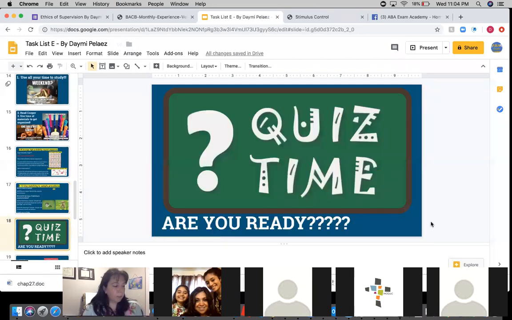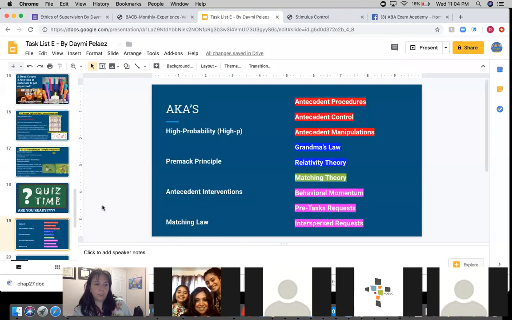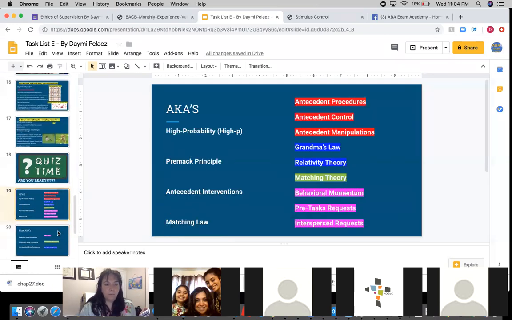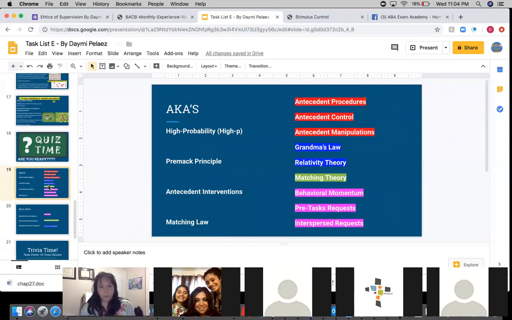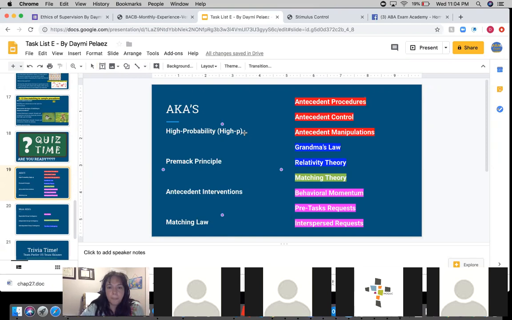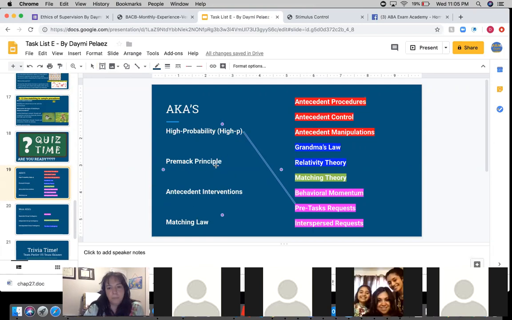All right, so let's do a quick quiz. We'll see if you guys know your AKAs. For high probability, behavior momentum. Pre-task request and interspersed request. Right, the three. So it's those three in the bottom, the pink. Perfect. So behavior momentum, pre-task request, and interspersed request. How about the Premack principle? Grandma's law and relativity theory. So those two, Grandma's law and relativity.